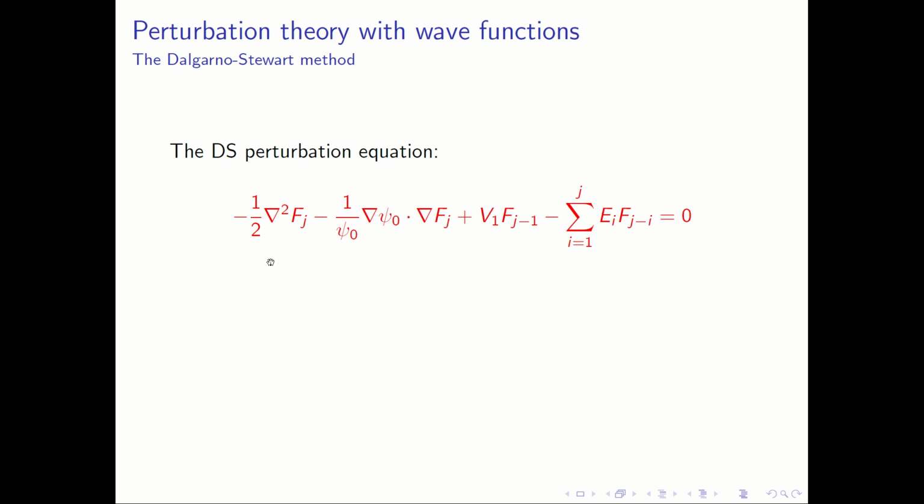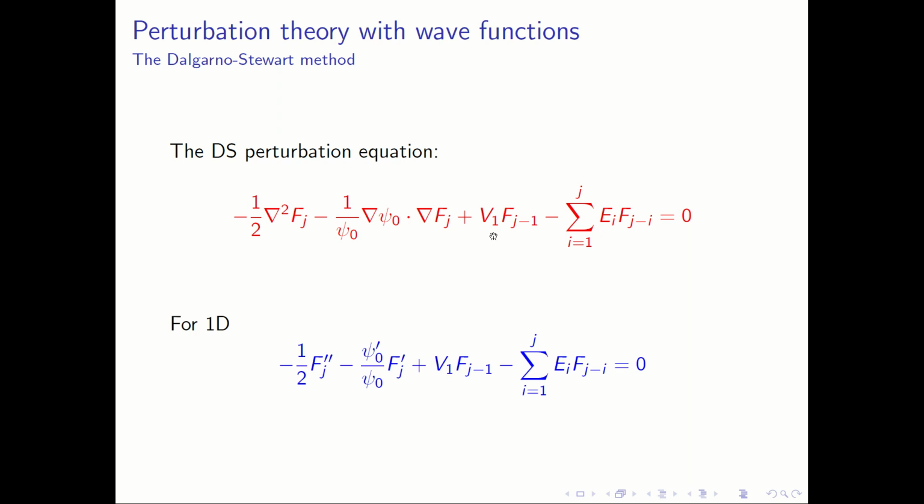After you divide that equation by the psi 0 which is there in every term, you get minus half Laplacian f_j minus 1 by psi 0 grad psi 0 dot grad f_j plus V1 f_{j-1} minus the sum over i equal to 1 to j of E_i f_{j-i}, and this whole thing has to be equal to 0. This is in 3 dimensions.